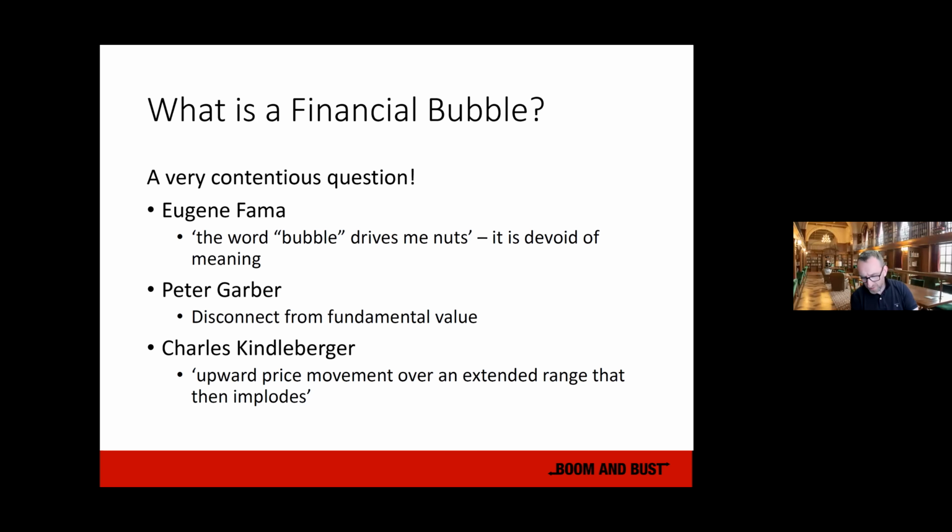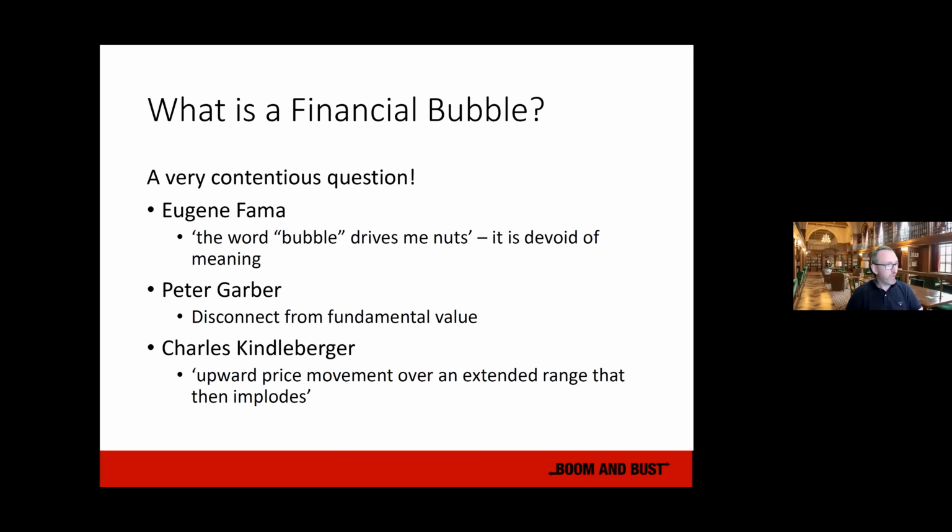Kindleberger, we really admire and build on what Kindleberger did in his famous book on panics and manias. He defines a bubble as an upward price movement over an extended range that then implodes. And so what some economists have been doing, and we're included in this over the past number of years, is trying to parameterize Kindleberger.